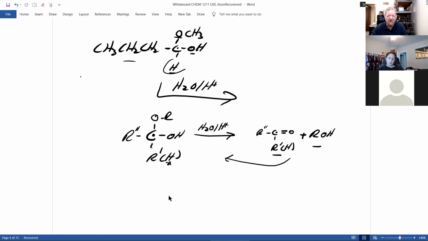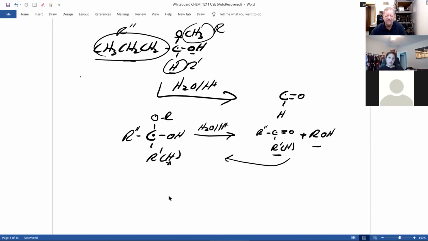So let's go up here. What's our prime? Hydrogen. What's our double prime? 3 carbons. What's our methyl? So let's go this way. What's attached to this carbon, which will be double bond to oxygen, still attached to it, R prime, hydrogen, 3 carbons. Oh, just fit that in. And then my R group on the alcohol is methyl. And that's how you do it.